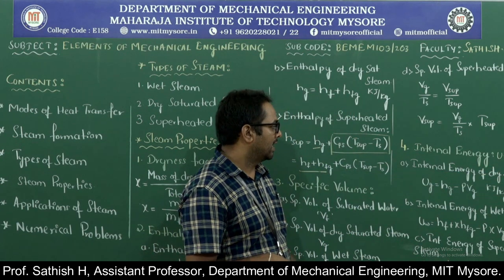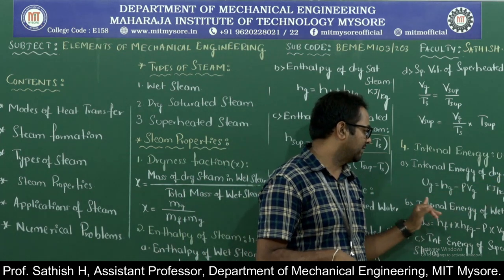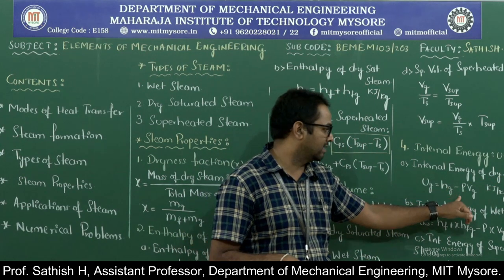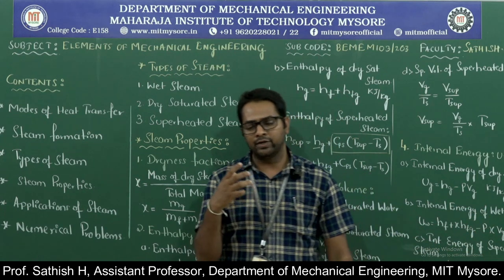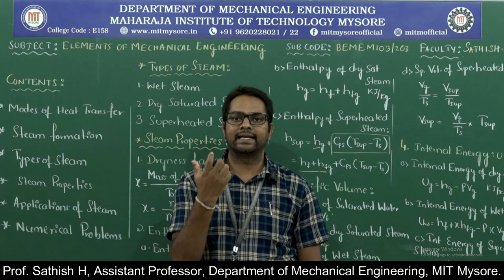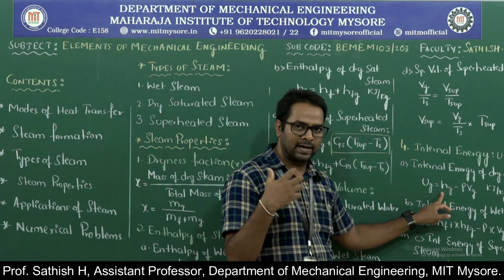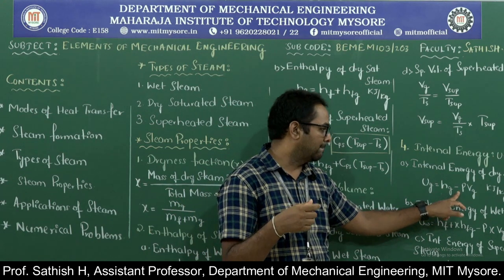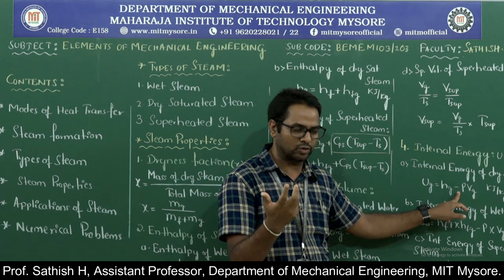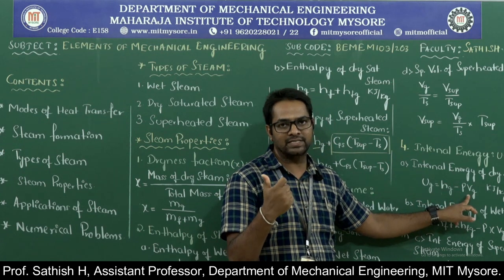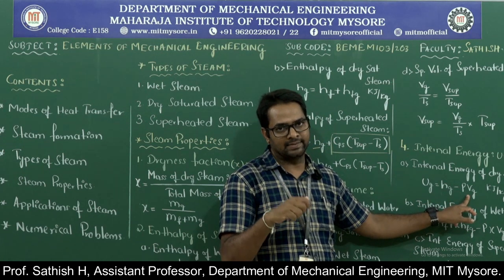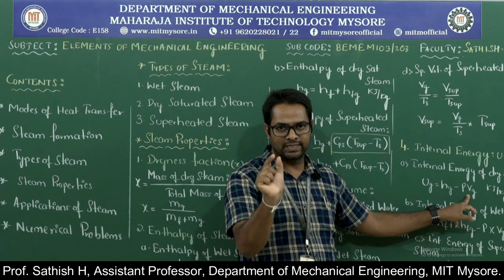The internal energy of the dry steam is given by Ug is equal to Hg minus P into Vg, where Ug is the internal energy of the dry steam, Hg is the enthalpy of the dry steam, minus the corresponding pressure times Vg, the volume of the dry steam. G always represents steam.